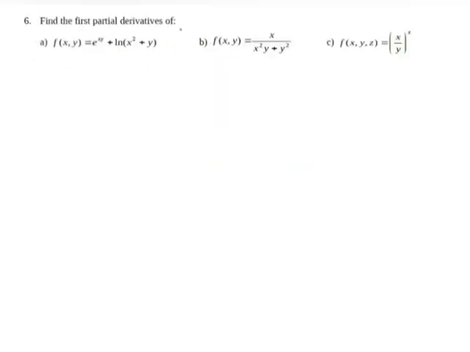Find the first partial derivatives of these functions. We were asked for the first partial derivatives of the functions in a, b, c. So let's see the a part. In part a, we have f of x comma y is equal to e to the power of xy plus ln of x squared plus y.